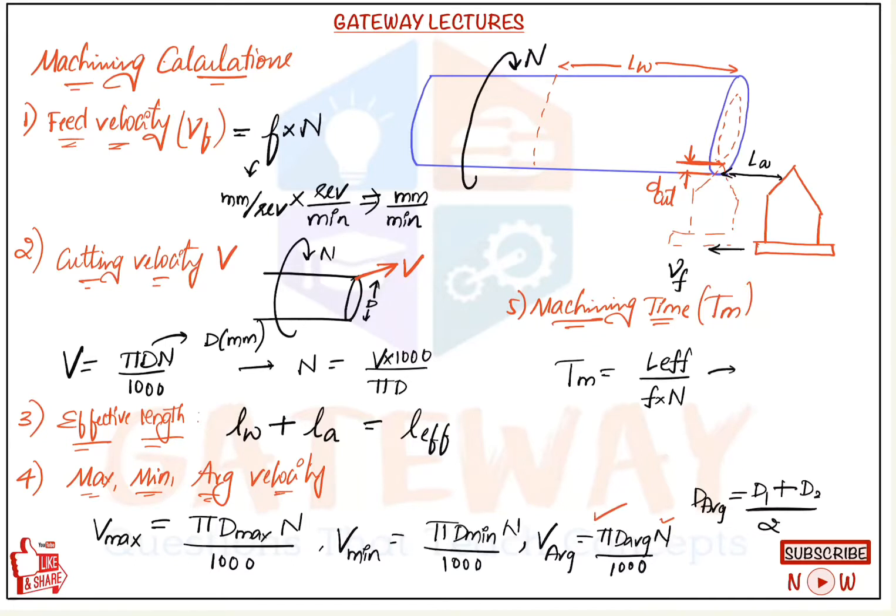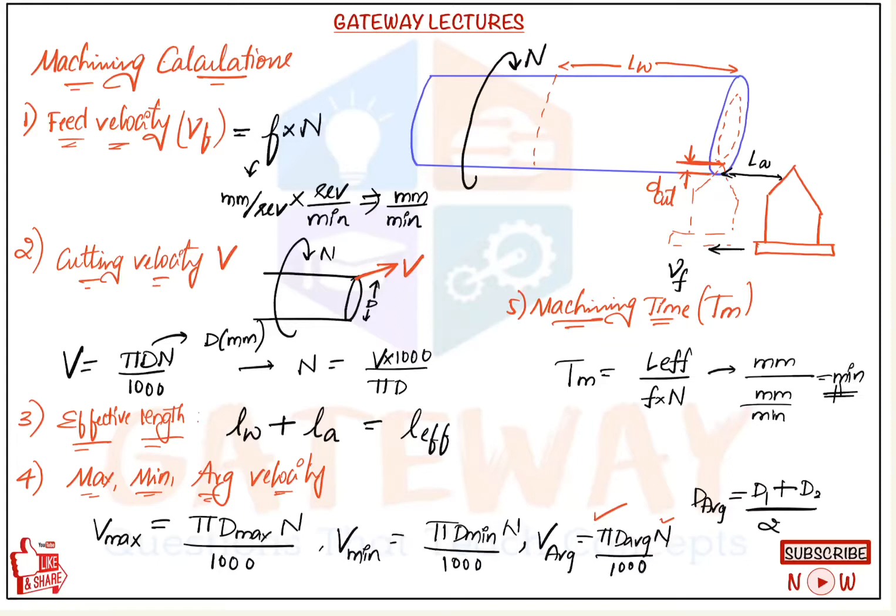Okay, we'll make the units. L effective will be in mm, feed velocity will be in mm per minute, so the final time we'll be getting in minutes. Okay, this was the basic theory needed for the turning operation. With all this theory, we can solve any question in turning. The type of turning will be slightly different.